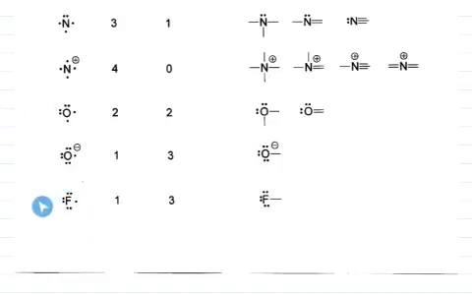Fluorine, which is our halide, is going to have 1 possible bond and 3 lone pairs. Now let's take a look at its possible bonding. It's going to have 3 lone pairs and only 1 single bond.